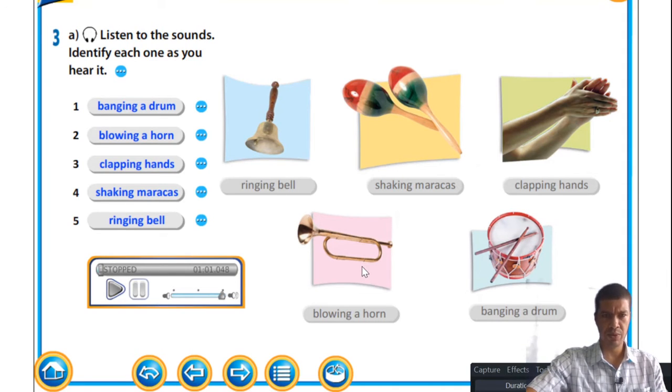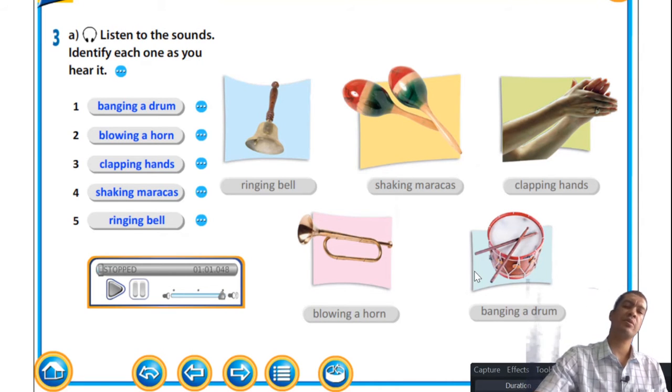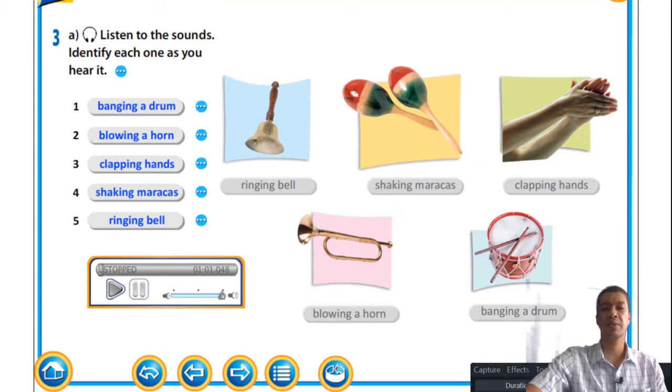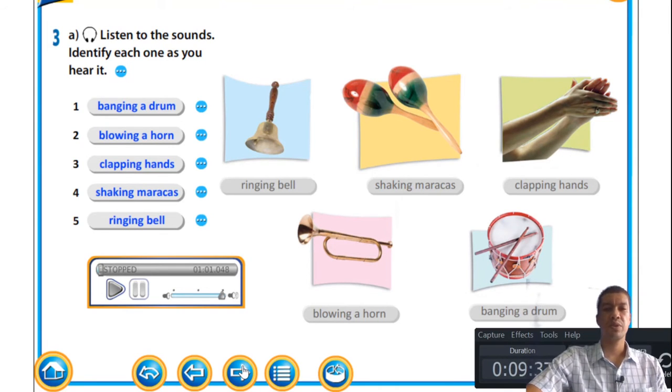And then the blowing of a horn, clapping of the hands, shaking of the maracas, and ringing of the bell. And if you noticed very well, we went from 5, 4, 3, 2, 1. And these were the sounds that you heard. Okay, moving on.